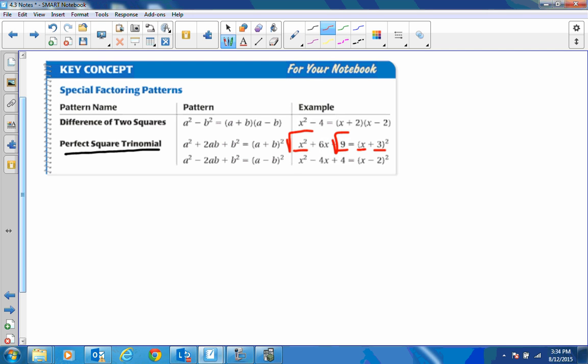Same thing here. The square root of x squared is x. The square root of 4 is 2. So it would be x minus 2 squared. The thing you have to pay attention to is this minus sign.